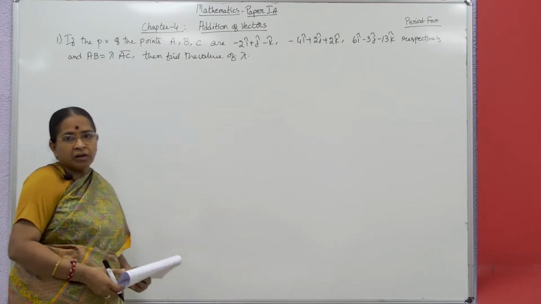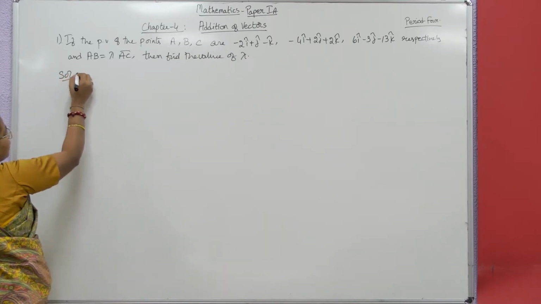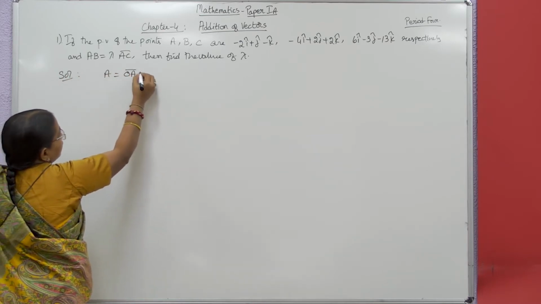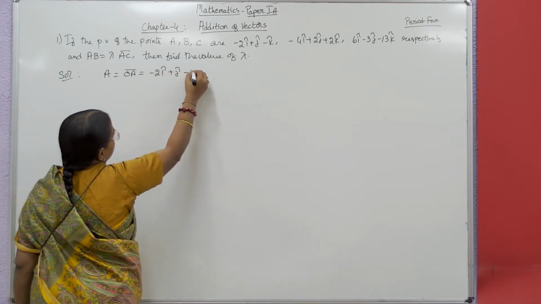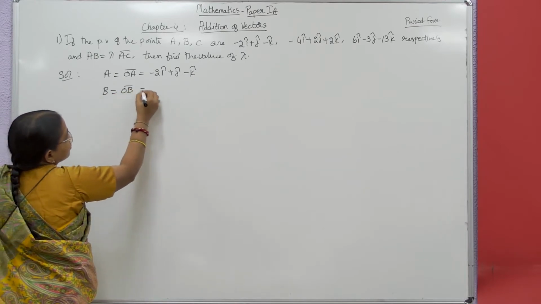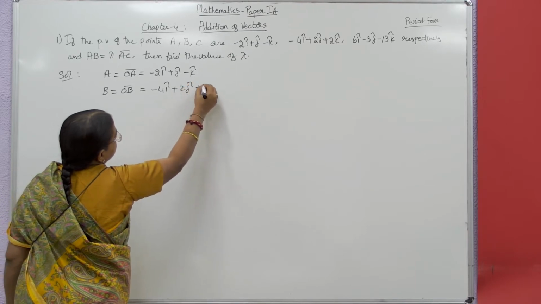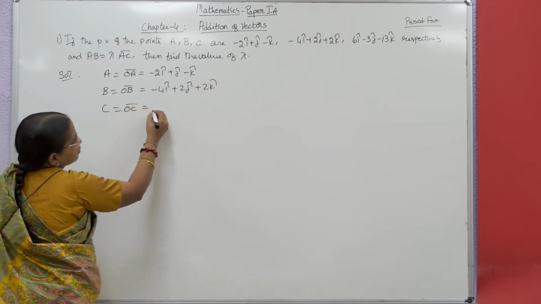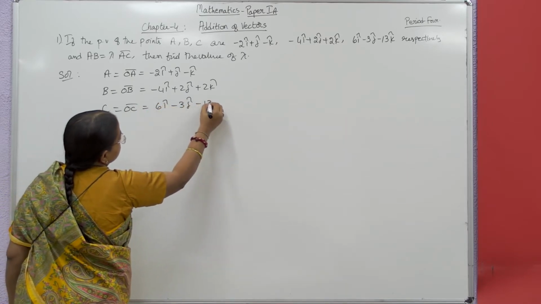First, in the solution we'll write what is given. A point is nothing but OA vector, which is minus 2i plus j minus k. Now B point is nothing but OB vector, so OB vector is minus 4i plus 2j plus 2k. Next, C point is nothing but OC vector. OC vector is 6i minus 3j minus 13k.